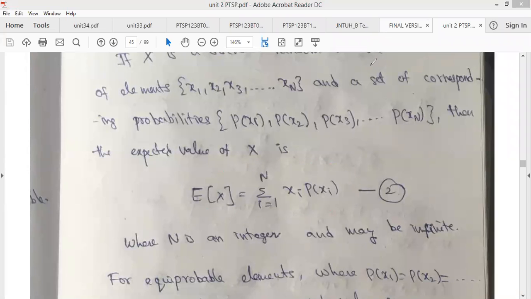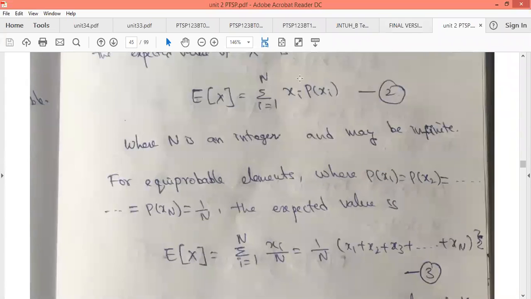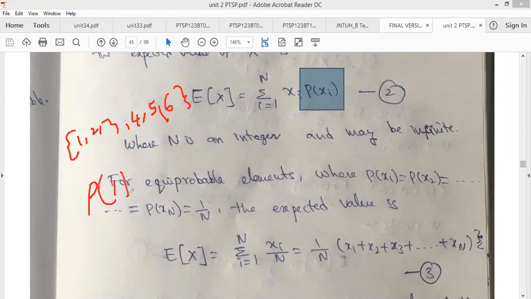Now suppose all these discrete elements have the same probability. For example, when you throw a die, what are the possible outcomes? We get the outcomes 1, 2, 3, 4, 5, 6. We know the probability of getting each outcome is the same: the probability of getting 1 is equal to the probability of getting 2, equal to the probability of getting 3, and so on up to 6. The probability of getting outcome 1 is equal to 1 by 6.